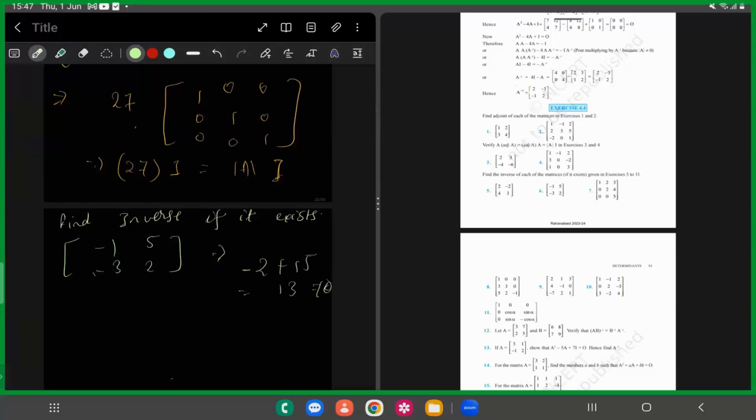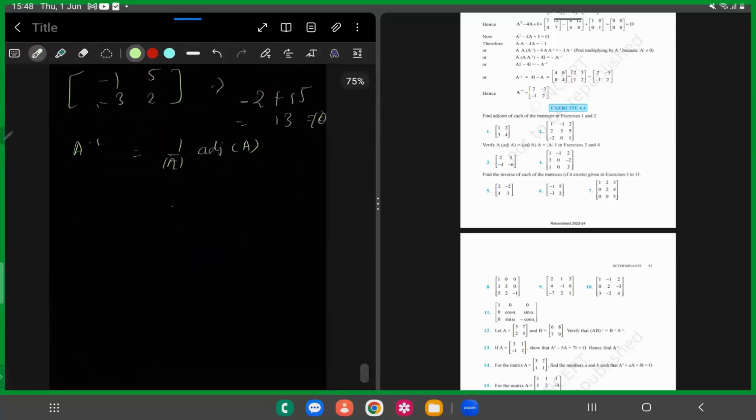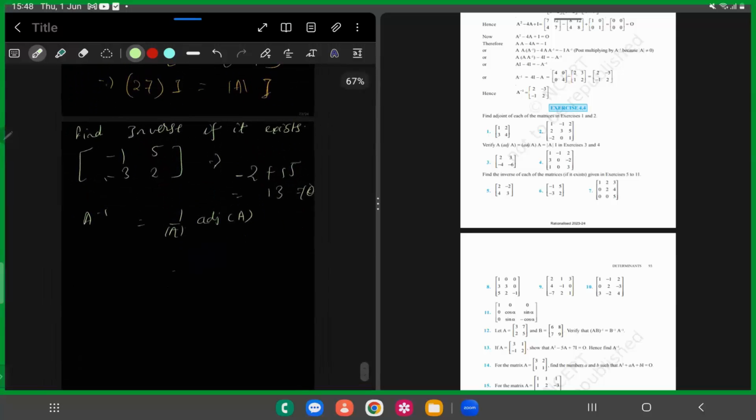Okay, so we know that A inverse is equal to 1 by determinant of A times adjoint of A. Okay, and this formula we already know. So we'll be using the same formula to find our inverse matrix. Okay, so firstly let's quickly write our cofactor matrix. So the cofactor of this term would be 2, and for this would be minus of minus 3, so this will be 3.